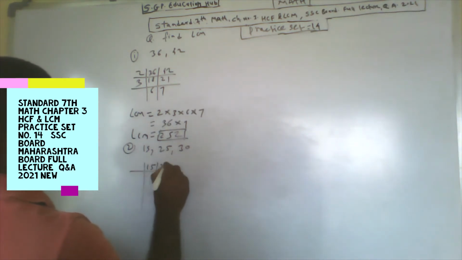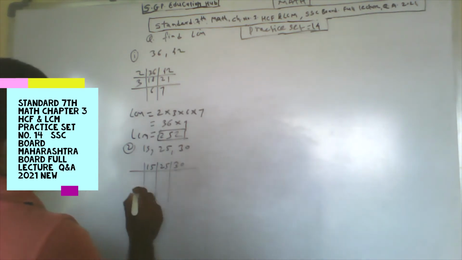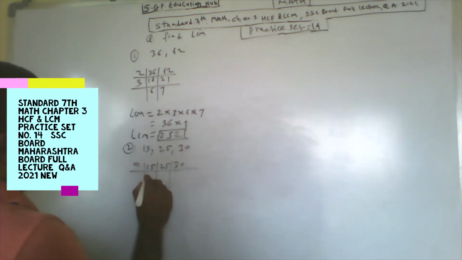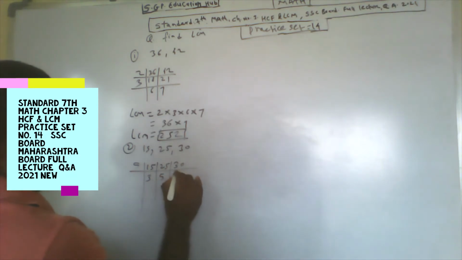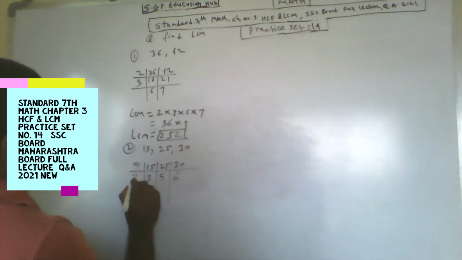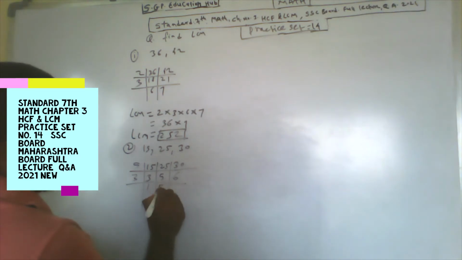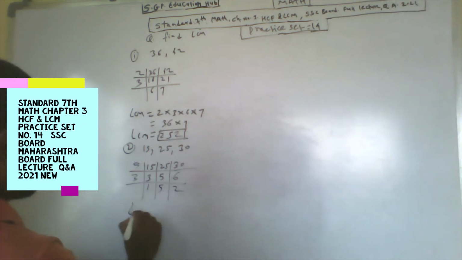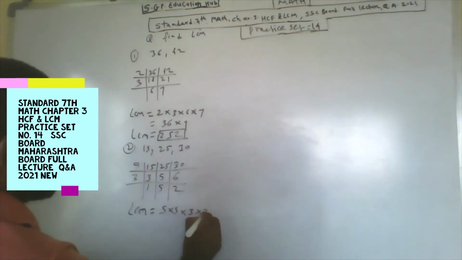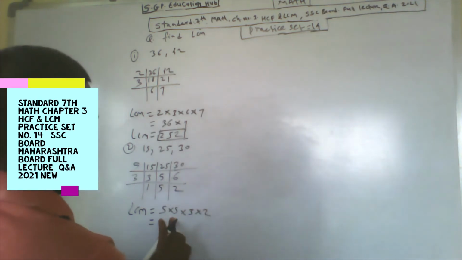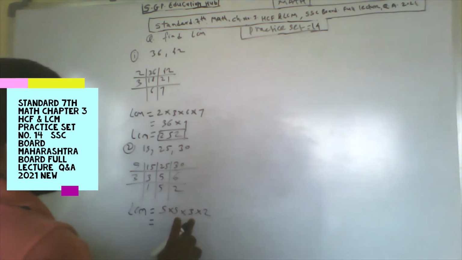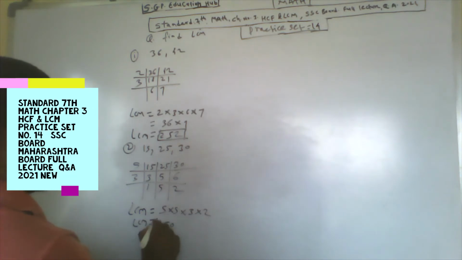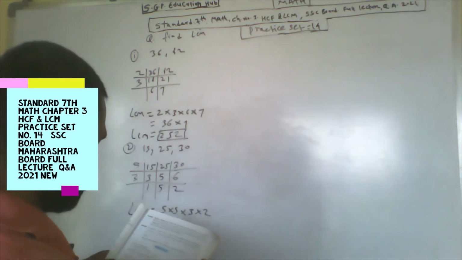With the easiest way: 5 3s are 15, 5 5s are 25, and 5 6s are 30. Now with 3: 3 3s are 3 and 1, 5 remains there, and 3 2s are... LCM is 5 two times, 5 into 5, 3 one time and 2 one time. 5 3s are 15, 5 2s are 10, so 150. LCM is 150.